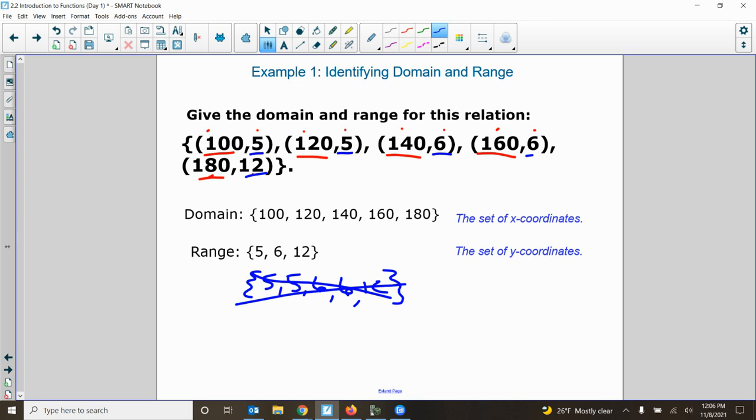Easy idea. There's probably way too many slides on this for the slight difficulty of the concept. The concept is very simple. Okay. Questions about domain and range?